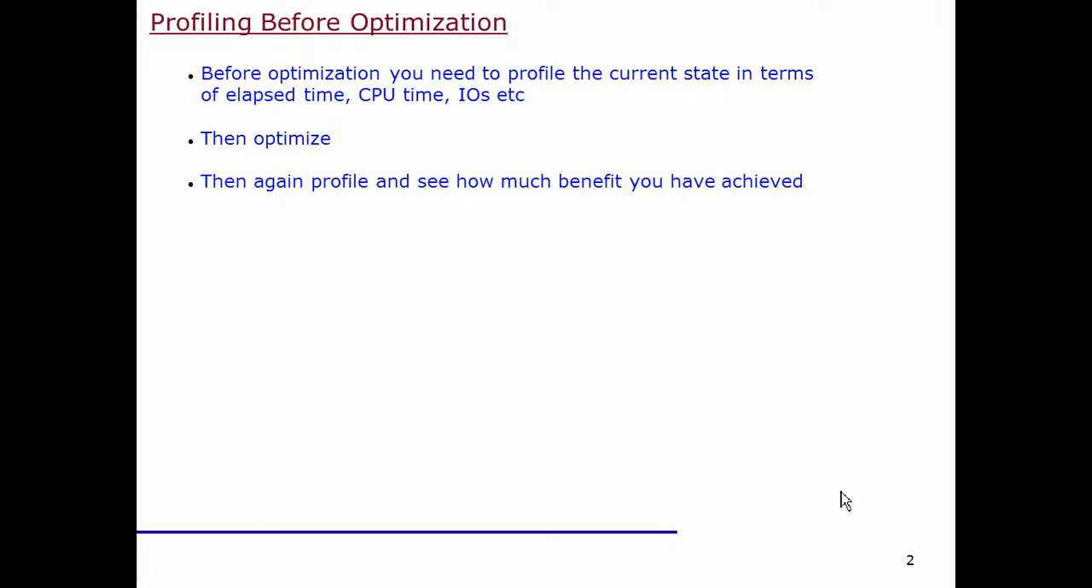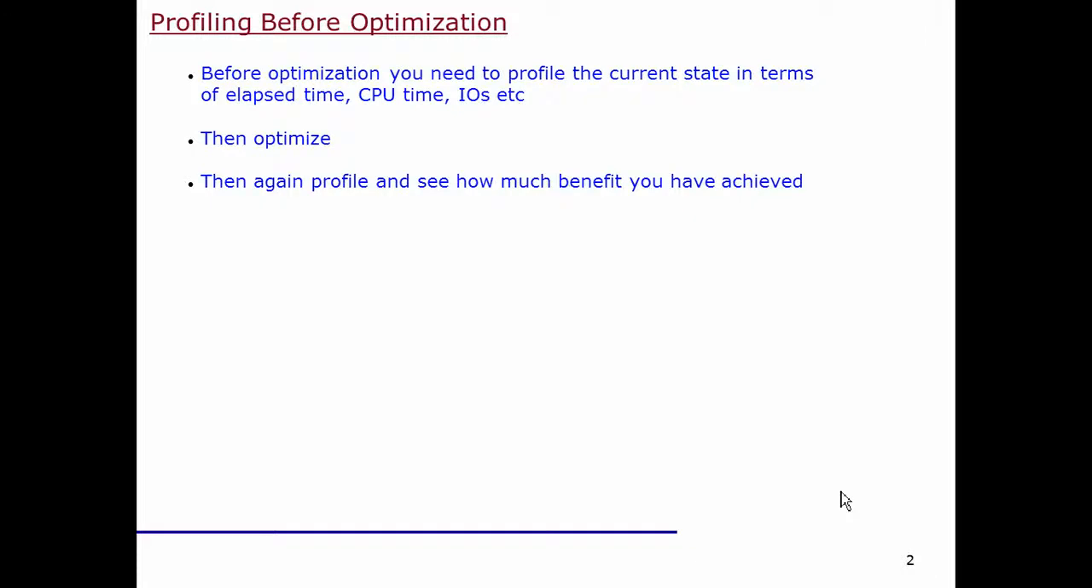Now, the essential part of optimization is not to just apply techniques or use pattern matching just for the sake of optimization, but essentially to first understand what is your state of performance and where do you need to go. So essentially you need to profile your current state of performance in terms of your code's elapsed time, CPU time, IOs, whether you're looking at tools that will give you system metrics or tools that will give you elapsed time metrics.